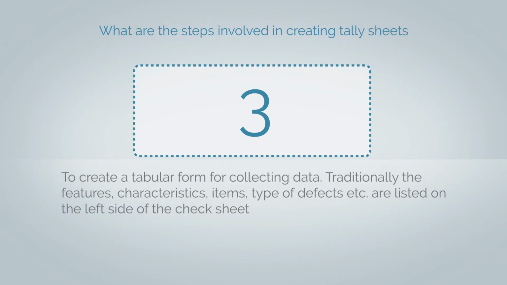Step 3. The third step would be to create a tabular form for collecting data. Traditionally, the features, characteristics, items, type of defects, etc. are listed on the left side of the check sheet.